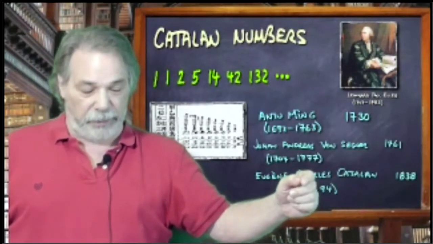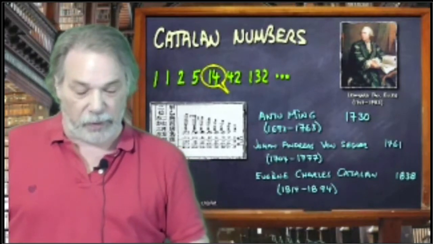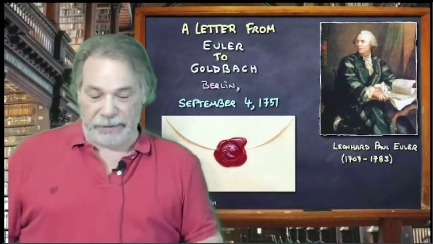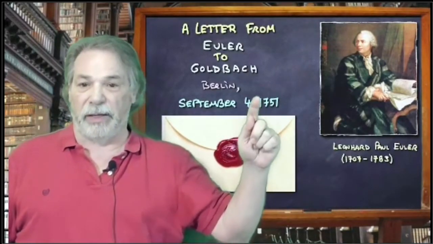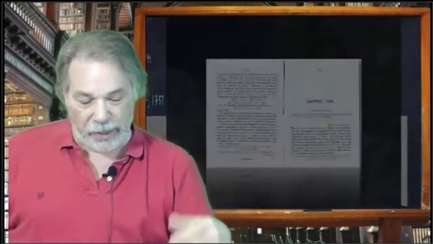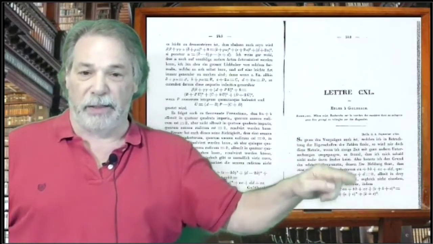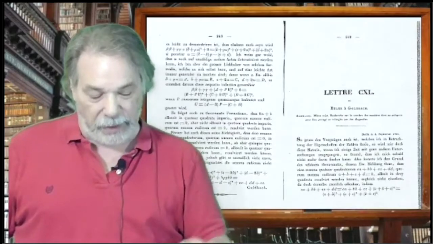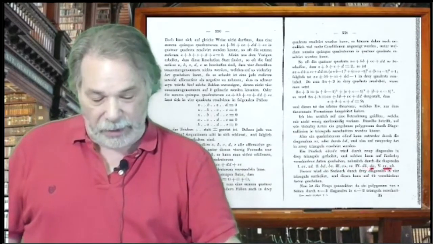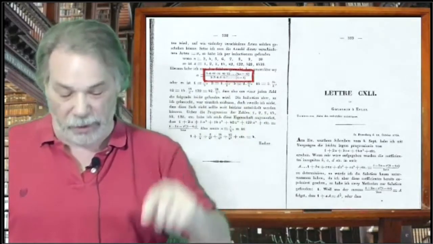And then Catalan became the name. Now, we know that Euler was looking at these numbers, like 14 we had before, because we actually have a copy of a letter that he wrote to Goldbach in 1751. Euler wrote this letter to Goldbach, and we have copies of the letter published in books. If you can read German, then you can read what the letter says. Inside the letter, he explains that these are the numbers he's considering. He explains why. I'll come back to why. And he actually gives a formula for the numbers. You don't need to read this, you'll learn later.